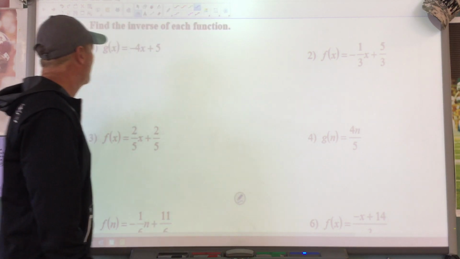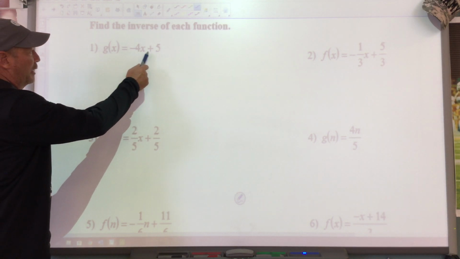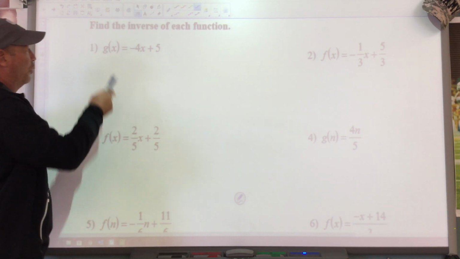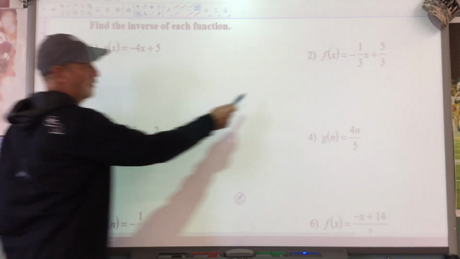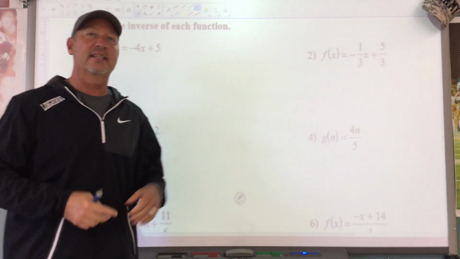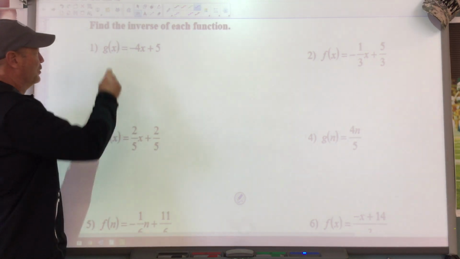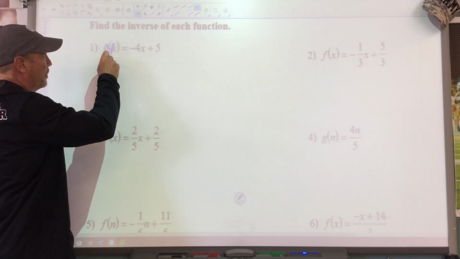First example, I have g of x equals negative 4x plus 5. Whenever we see g of x, or if I see f of x, we're going to treat that as the letter y. We've done that in the past, but just a refresher. So this is going to be our y.